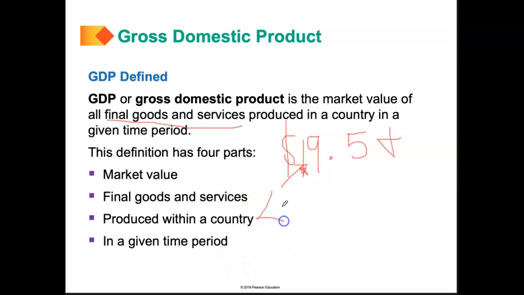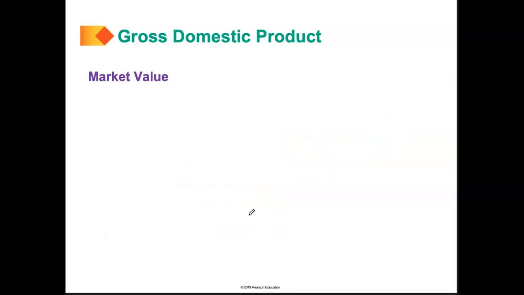So these are the four main parts of GDP. It is the market value of all final goods and services produced within a country in a given time period. So now we need to dissect all of these four different parts. The first part we'll look at is the market value. What does it mean to be a market value?